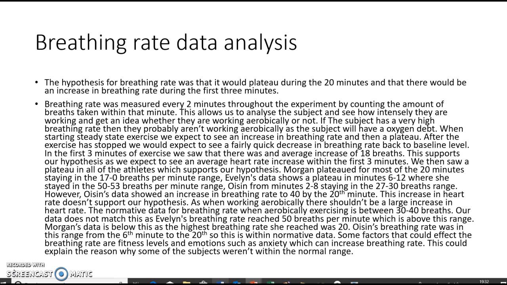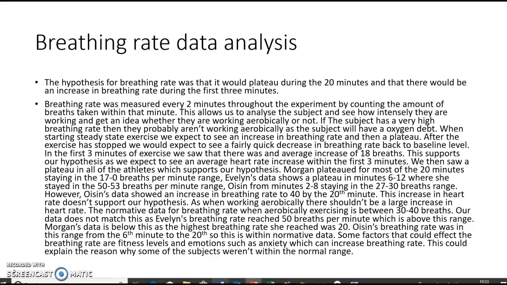For the breathing rate analysis, the hypothesis was that the breathing rate would plateau during the 20 minutes, with an average increase during the first 3 minutes. Breathing rate was measured for 2 minutes throughout the experiment by counting how many breaths the subjects took. This allows us to see how intensely they're working, to get an idea of whether they're working aerobically or not. If the subject has a very high breathing rate, then it suggests they aren't working aerobically, as they have an oxygen dip.